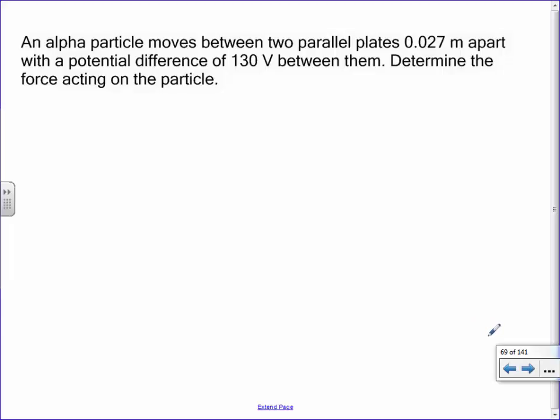All right, another example here. You got that alpha particle. We've got two plates. We've got the distance. We give you a voltage. Let's figure out how much force there is. So it's kind of like a puzzle. You have to use all these formulas and figure out how to get to what you're looking for.